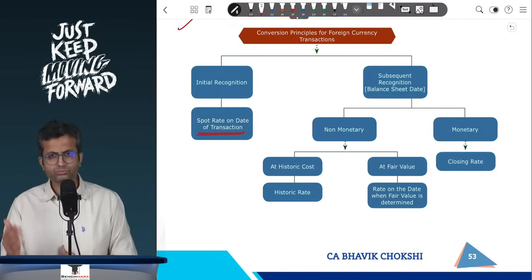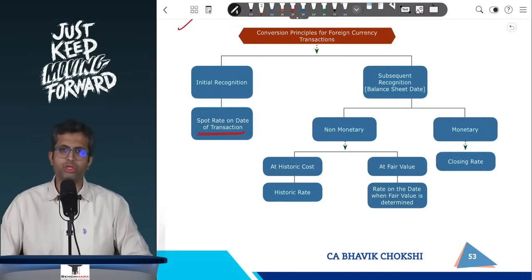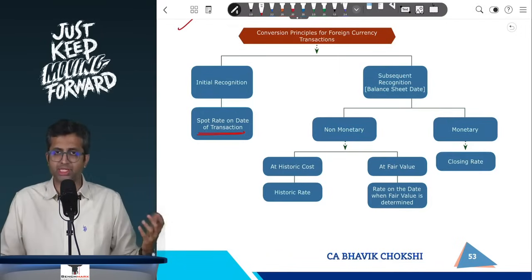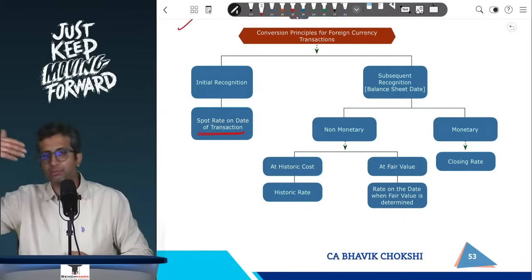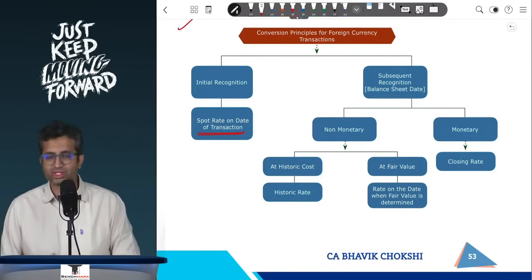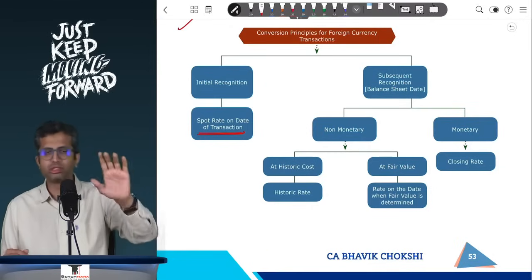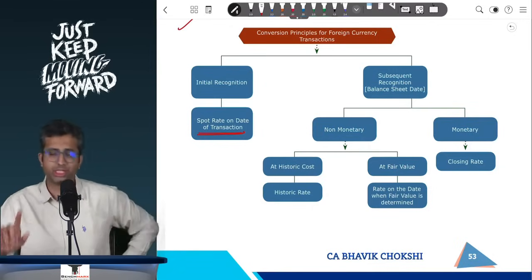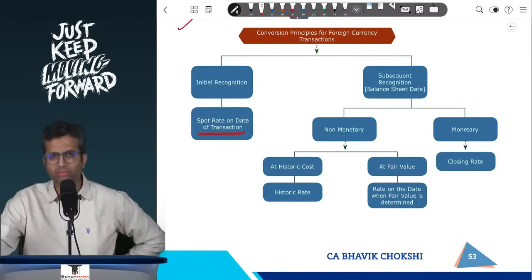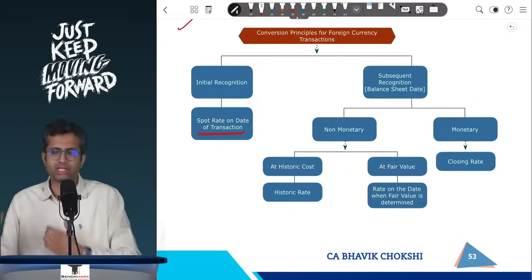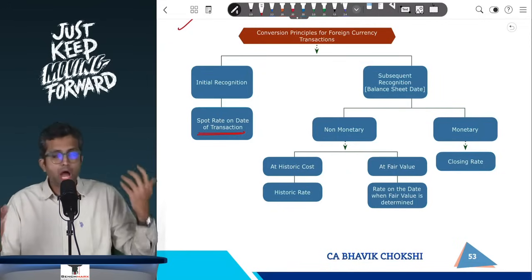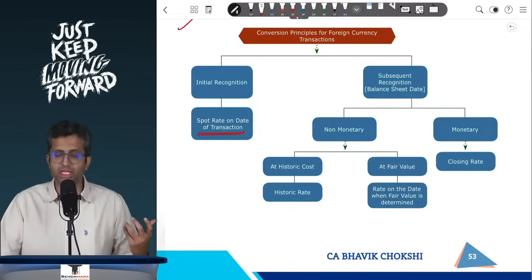Now, let's look at non-monetary items like land, which are measured at historical cost. Let's say you bought a plot of land in New York on 1st January 25 at $1,000 when the rate was 80. You must have passed the entry land account debit to bank or payable at 80,000. Now, as on the balance sheet date, let's say land is still appearing at $1,000. However, the closing rate is 85.